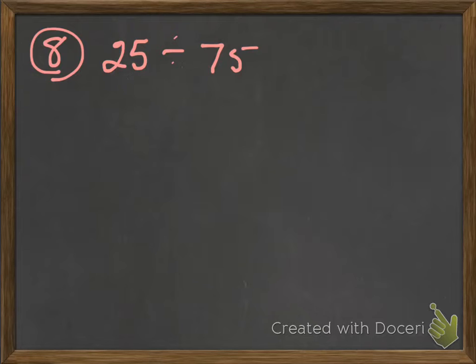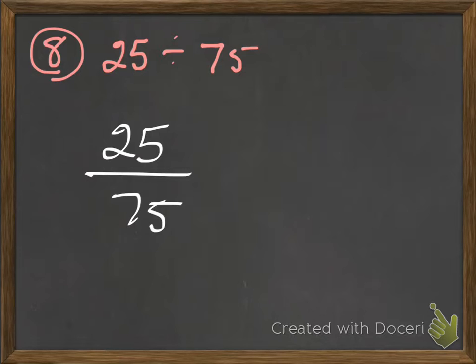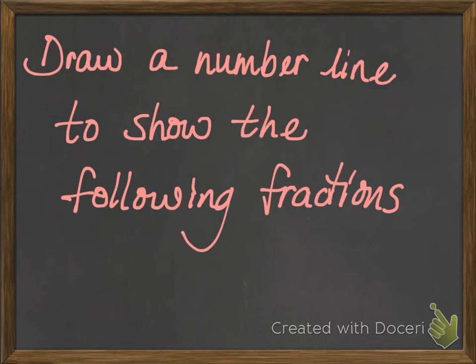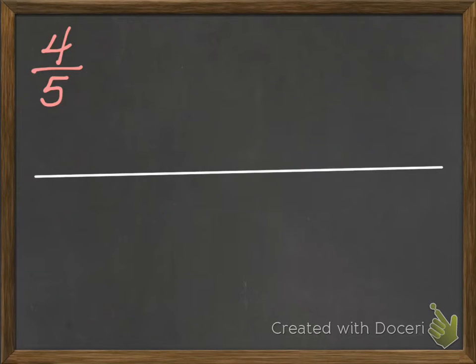Last one, 25 divided by 75. If you wrote 25/75, you are correct. And if you went ahead and divided those to simplify them, then you would get 1/3. Either one of those is correct. Okay, this time you're going to draw a number line to show the following fractions. So draw a number line to show 4/5.